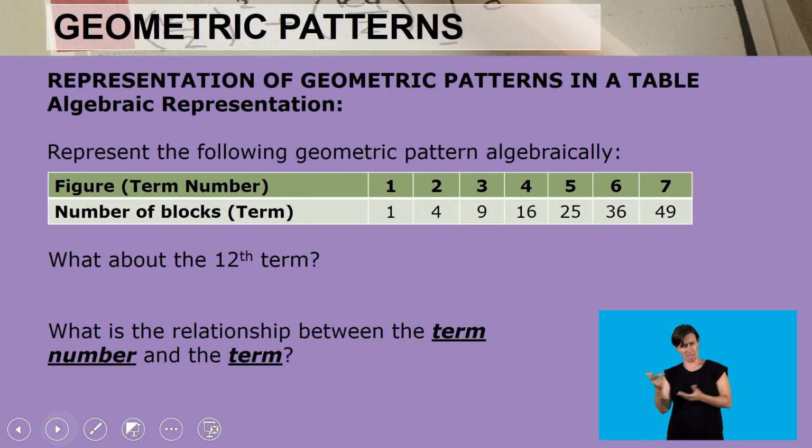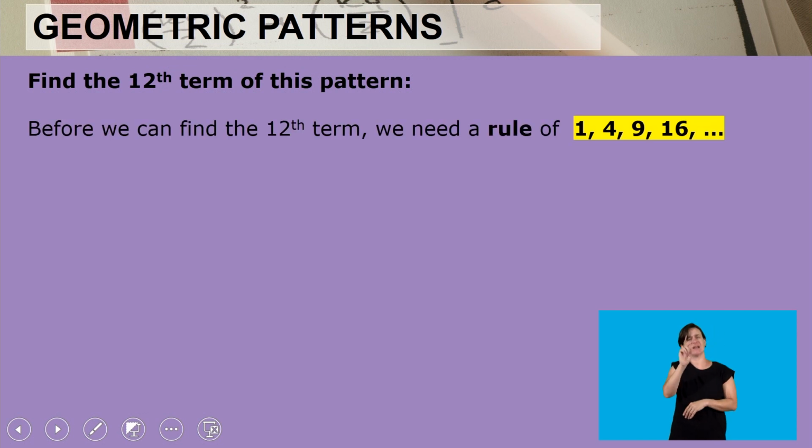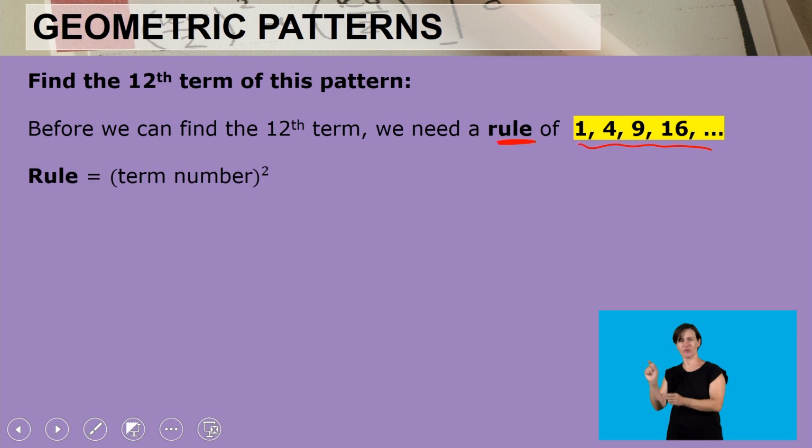But what about the 12th term? Again, we need to find that relationship between the term number and the term. So let's find that 12th term. So what would the rule be for this pattern in order for us to find that 12th term? Well, we've already spoken of the rule, and the rule is us now squaring the term number. So we are just going to square that term number. That means that if we represent our rule algebraically, this is Tn is equal to n squared.